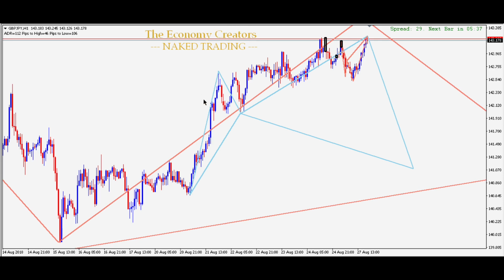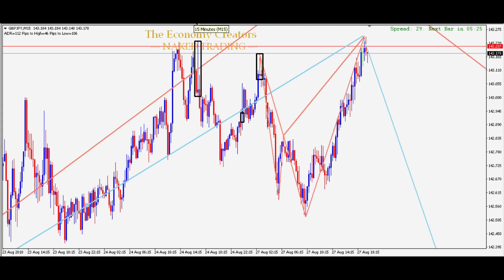What we see on the hour time frame is a bullish shark that is now getting ready to complete its C to the D leg, which is a bearish leg. To make more sense of that, we drop down lower to the 15-minute time frame, where we have also a bearish shark that has now completed itself and is starting to drop.